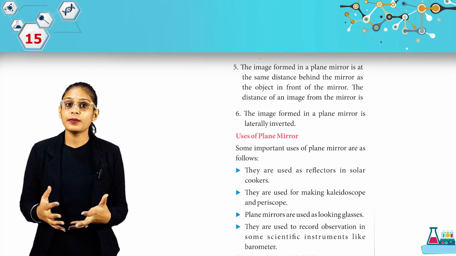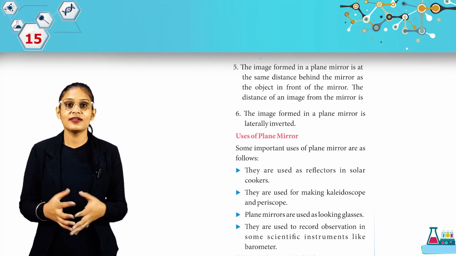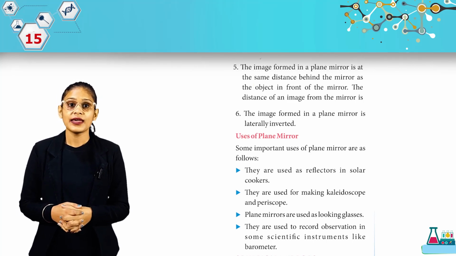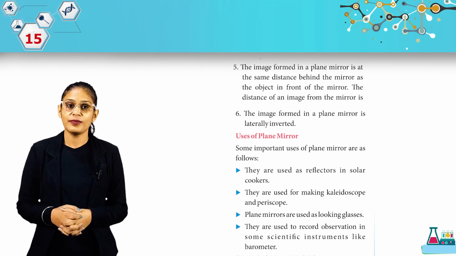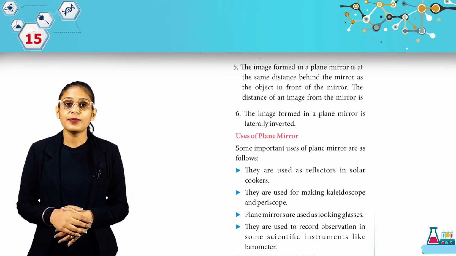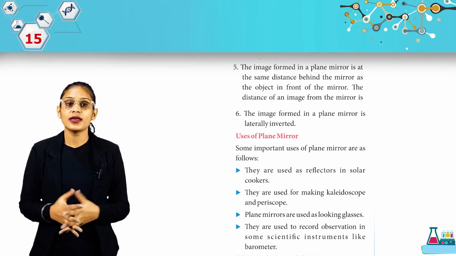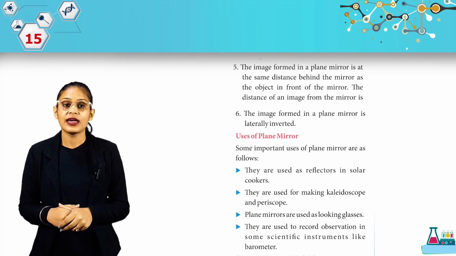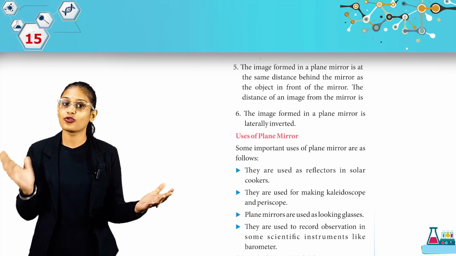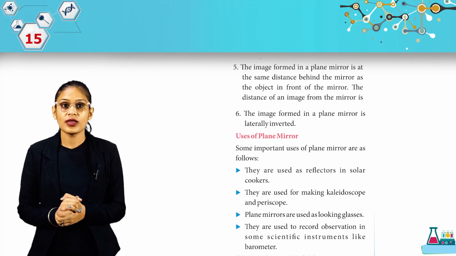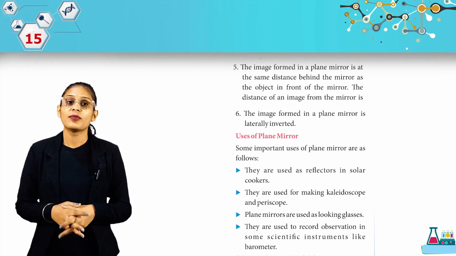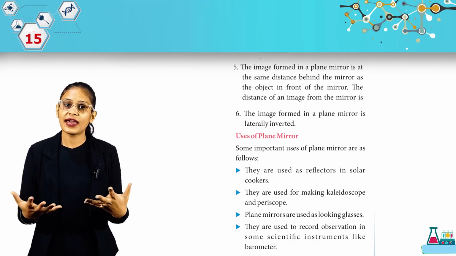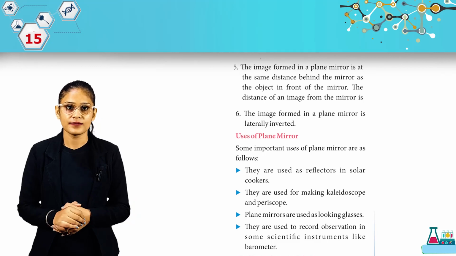The image formed in a plane mirror is at the same distance behind the mirror as the object in front of the mirror. The distance of an image from the mirror is equal to the distance of an object from the mirror. And the last we have, the image formed in a plane mirror is laterally inverted. So students, these are some properties like जो इमेज है वो सेम साइज की बनती है एंड द सेकेंड थिंग जो इमेज की डिस्टेंस है और जो ऑब्जेक्ट की डिस्टेंस है वो सेम डिस्टेंस पे होते हैं मिरर से. आपकी इमेज जो है प्लेन मिरर में वो लेटरली इन्वर्टेड होती है. So these are some characteristics of image formed by a plane mirror.